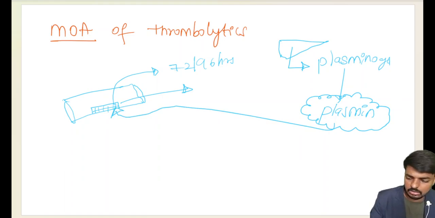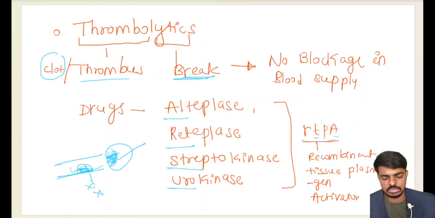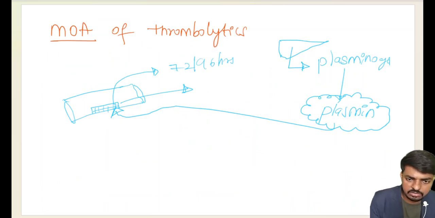Okay, so what are the medications we are giving here? The alteplase, the reteplase, the streptokinase, the urokinase. These medications activate this plasminogen to plasmin. So, very important, recombinant tissue plasminogen activators. That is the TPA medications, we also call them.